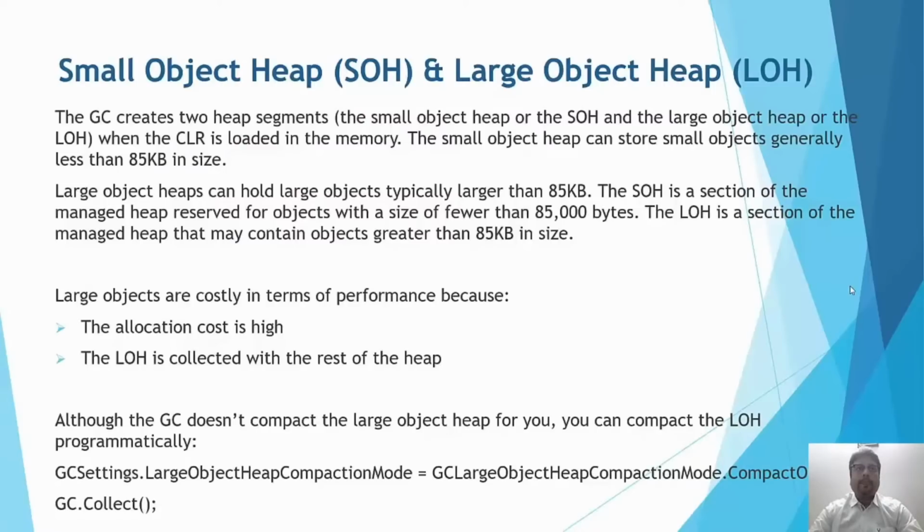The SOH implies those objects which are residing in generation 0, 1, or maybe even 2. In case of LOH, objects that have a size of more than 85 kilobytes are stored in the LOH. A collection of the LOH happens when there is a generation 2 collection happening. That is the only time when this can happen.